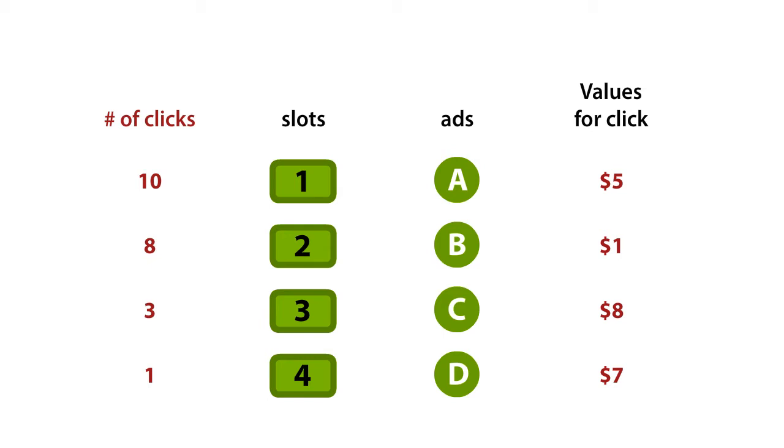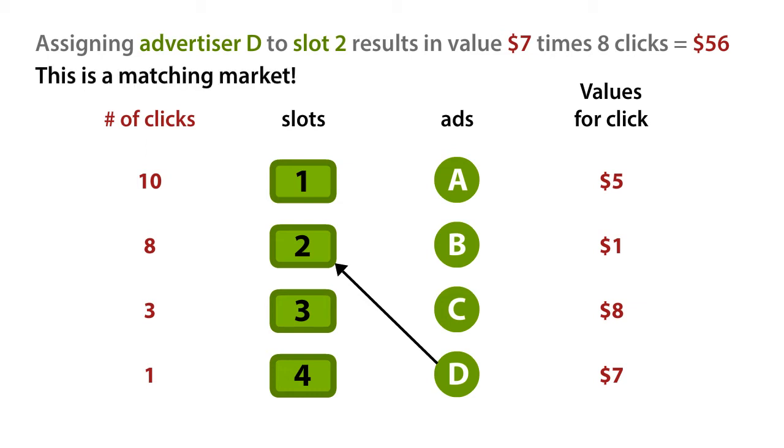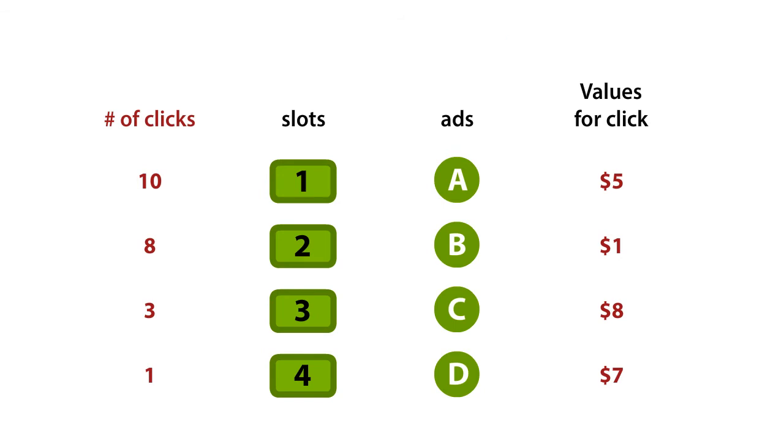So putting this together, if I put an advertiser in a particular slot, then this advertiser collects a total value for the slot. So for example, advertiser D on the second slot in this example has value 7 for each click and collects 8 clicks on slot 2, which gives him a total value of 8 times 7, which is $56 for the slot. So this turned our little example of selling advertising slots for advertisers into a matching market, where we usually express the value for each advertiser or each buyer for everything they might buy into a table.